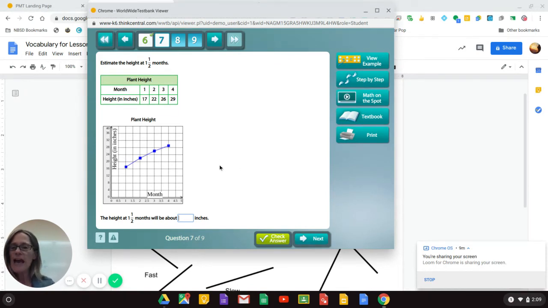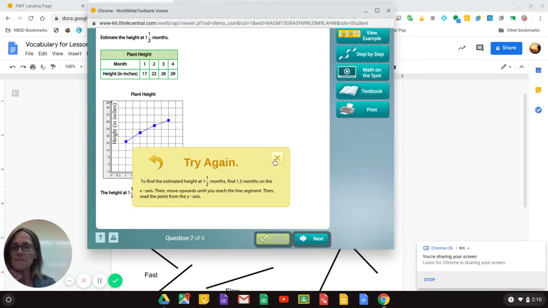Here we're looking at estimate the height at 1.5 months. And so here I see 1 month. Here's 1.5 months, and I'm going to come up and see right where it intersects on the Y. And so see, here's the 20 and here's the 16. It's definitely more than 16, but less than 20. And it's pretty close to 20. I would give it an estimate of about 18.